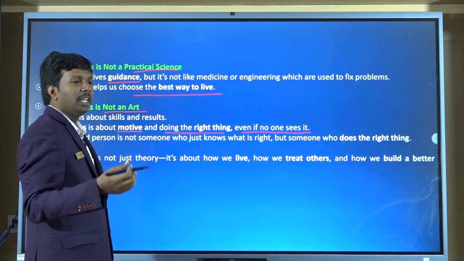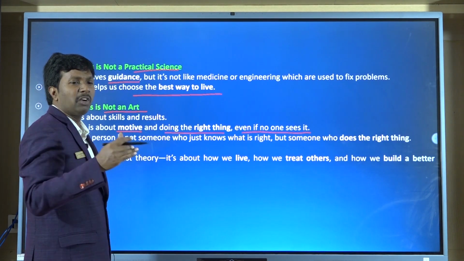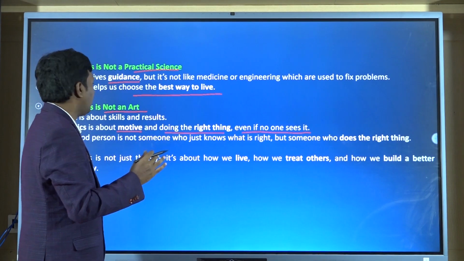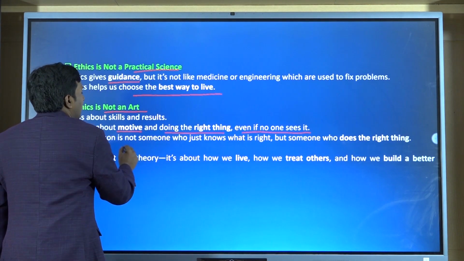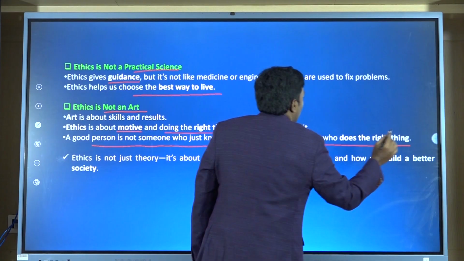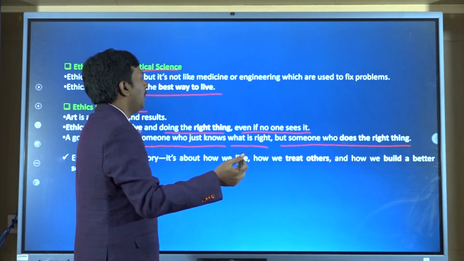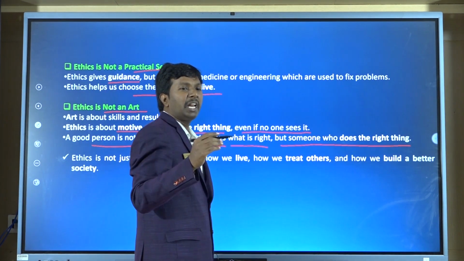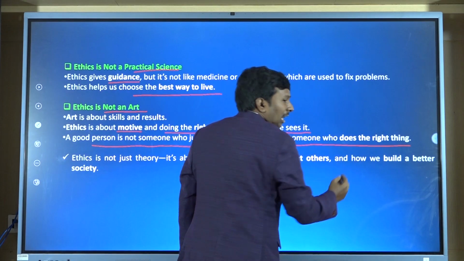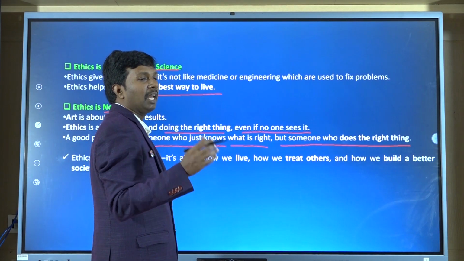So whenever we do anything, we have to think about whether it is correct or wrong, and we have to always do the right thing. Whether someone sees or not, no problem, but we have to always do the right thing. So ethics is not an art. For example, a good person is not someone who just knows what is right, but someone who does the right thing. If you take any person, he knows everything about what is right, but the one who does the right thing matters. So doing the right thing is important, not only knowing everything, and we have to do the right thing in our life and professional life. Ethics tells us to do the right thing in our daily life.